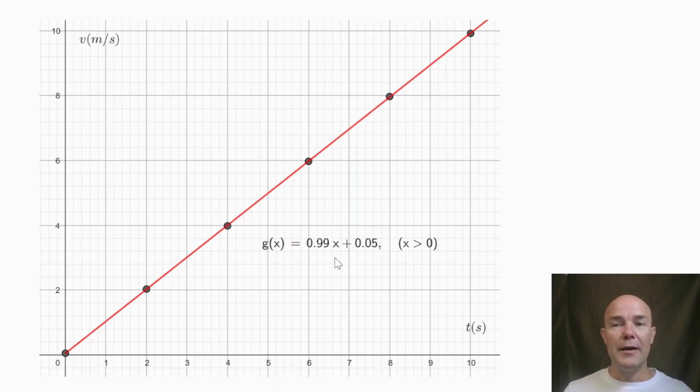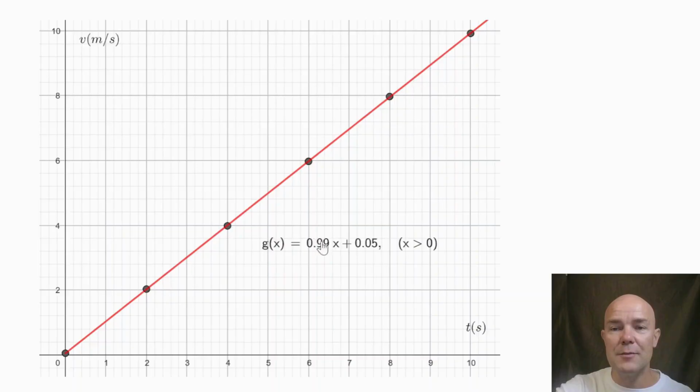And if, again, we compare this to the mathematical model of velocity in uniform acceleration motion, we can see that we have time on the horizontal and we have velocity on the vertical.